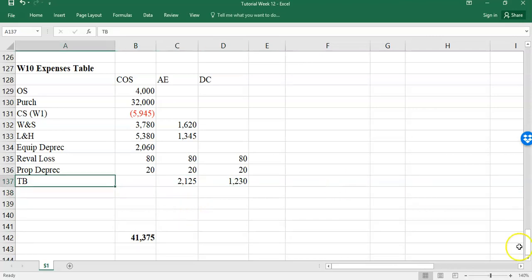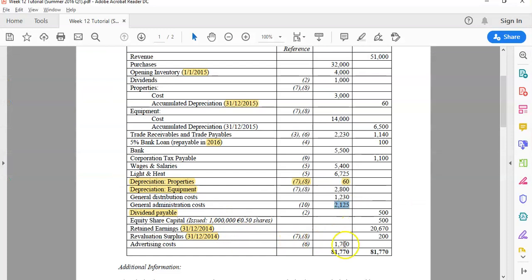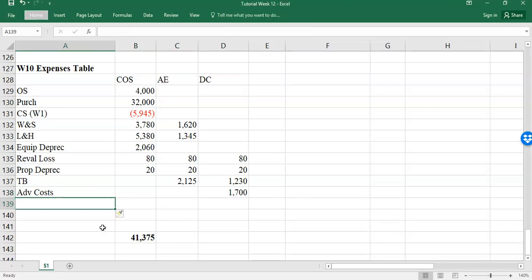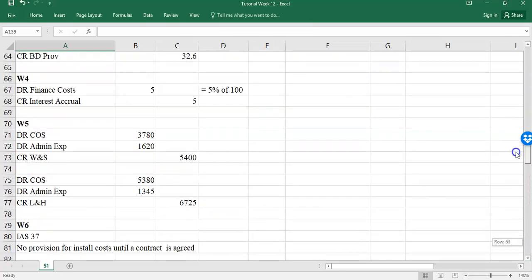show the examiner where we took them. Just double check is there any other expenses that should go in. The only other expense in your trial balance that we haven't included yet will be advertising costs. And that's usually in distribution, 1700. And we have some adjustments for that, which we'll get to in a second. So there's quite a lot of workings here for this exam question.